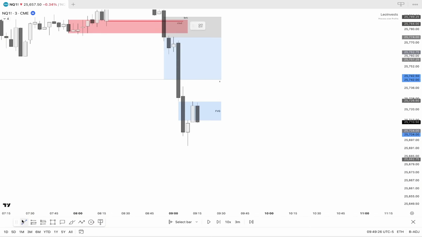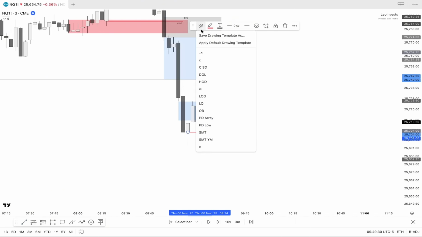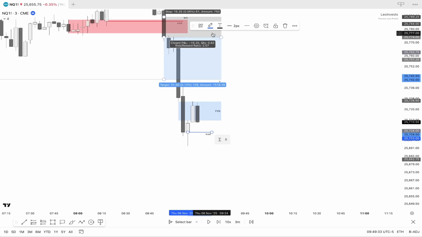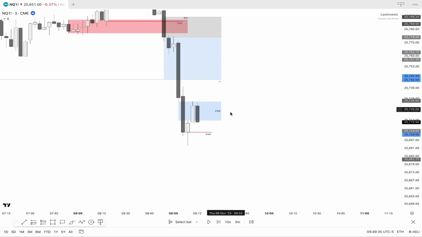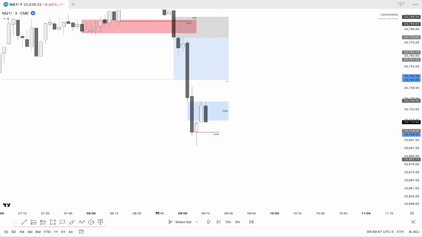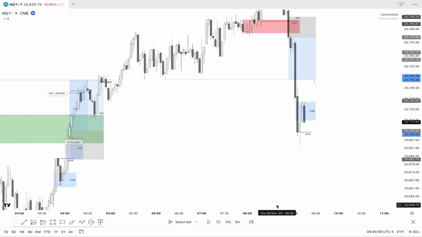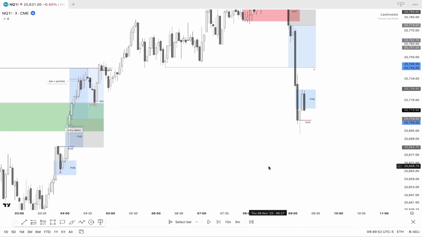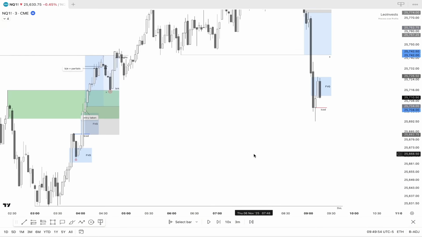But in order to validate this as a continuation, we want to once again see a closure below our internal change in state of delivery, which I'll mark here as our IC, and I'll put a red line because we are in a bearish trade. So in order to signal an entry, I would like to see a candle body closure below on the 3-minute time frame, and then take a market entry and anticipate price to pull lower. Also, for some more relevant information, it's always good to see where your potential draws on liquidity lie, so we'll zoom out to see where we can potentially see some draws lie.